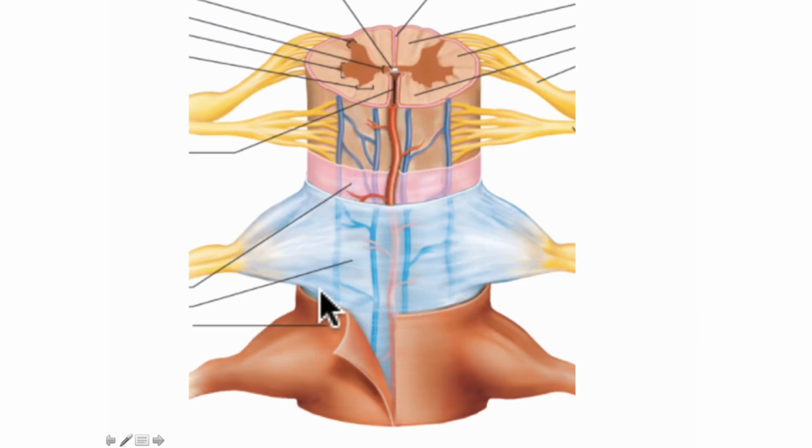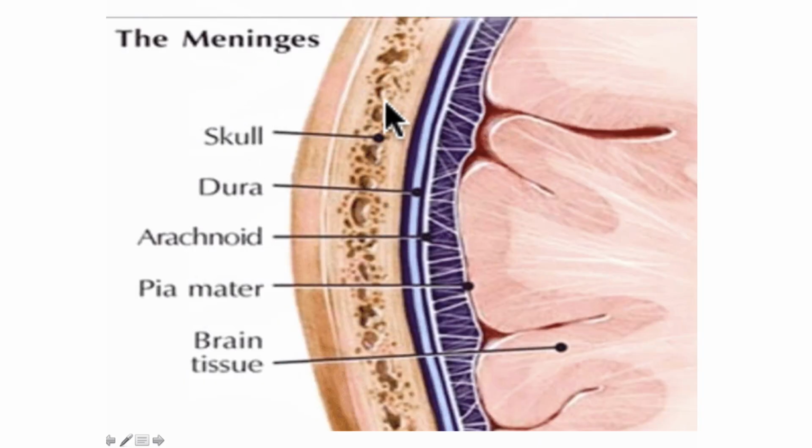If we look at this visual, this is showing the spinal cord. Outermost to innermost, we have the dura mater, the arachnoid matter, and the pia mater. And looking at the skull right here and the brain right here, this would represent dura mater. This is the arachnoid membrane, subarachnoid space, and the pia mater.